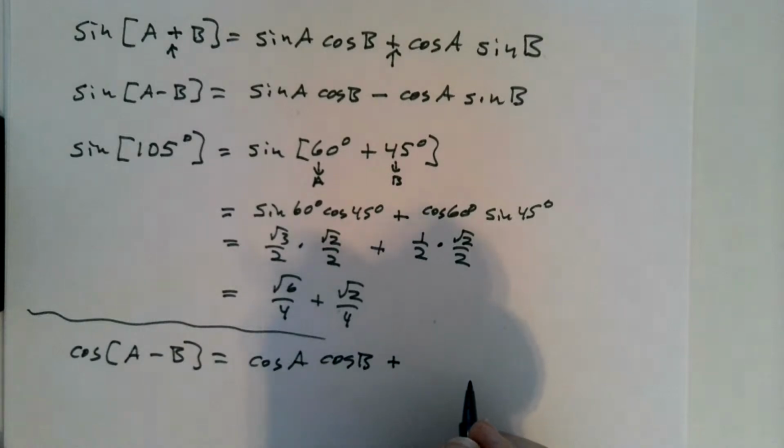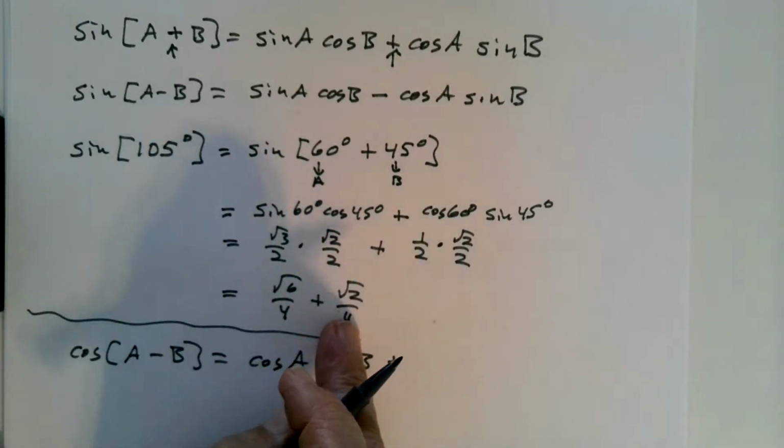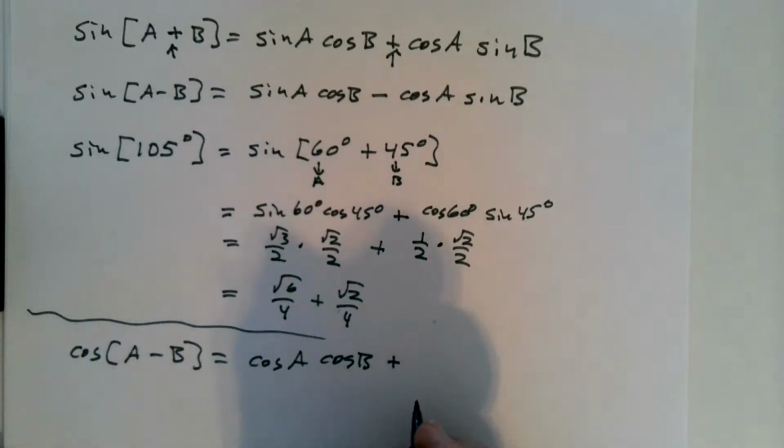Kristen's numbers are different because she just did the ordering differently, but certainly root 6 over 4 plus root 2 over 4 is the same as root 2 over 4 plus root 6 over 4. Order certainly doesn't matter there. Cos A cos B plus sine A sine B.